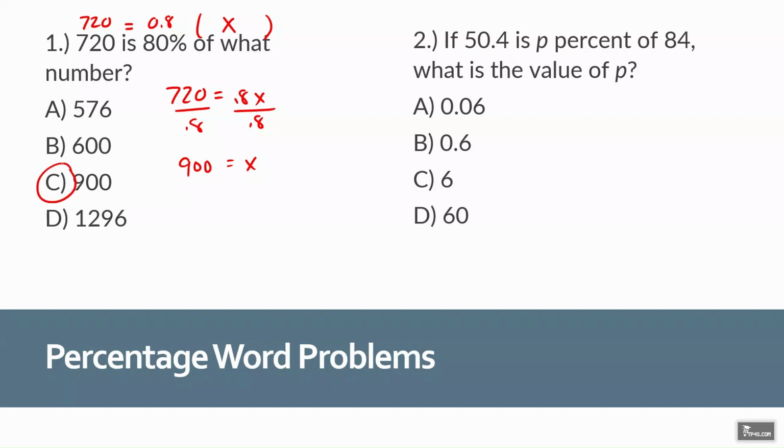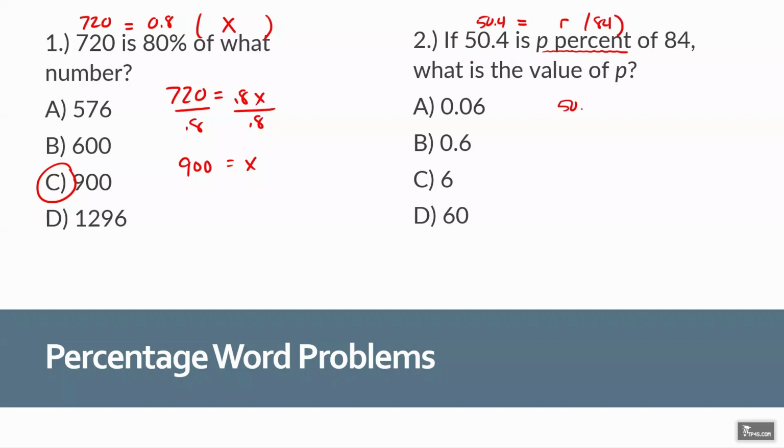Okay, let's try number 2. 50.4 is P% of 84. What is the value of P? Again, we're just going to go word for word. 50.4 "is" equals P%. I'm going to write that as R because I know that my equation will give me a decimal, and I need to convert that to a percent for my final answer.